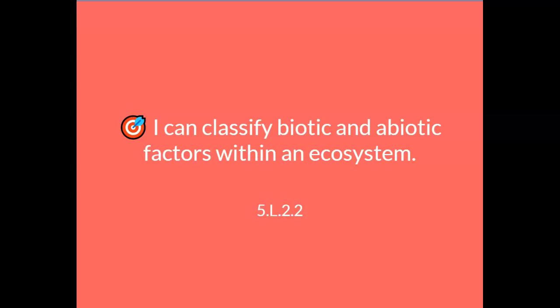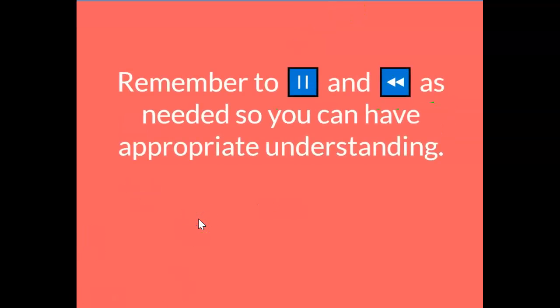Friends, so we are here to continue with our learning of ecology. And today we're going to be working on classifying biotic and abiotic factors within an ecosystem. Again, how we say these words is biotic and abiotic. And we're going to be learning about what those mean and learning about how to classify them. Of course, remember that you should be pausing and rewinding as you need so that we can have appropriate understanding.